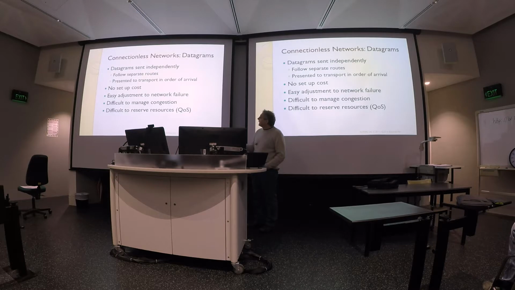There's no setup cost. If a router fails, we can route around it. Nobody needs to notice. It's difficult to manage congestion because you're not going through separate routes, therefore you don't have an idea of how many resources are needed, and you can't really use resource reservation to achieve that quality of service, which includes congestion. You can't really do it because there's no concept of resource reservation in the traditional IP packet. So, datagrams. We're going to call this datagrams from now on. We put data in things that look like telegrams, and we're going to send them into the network.